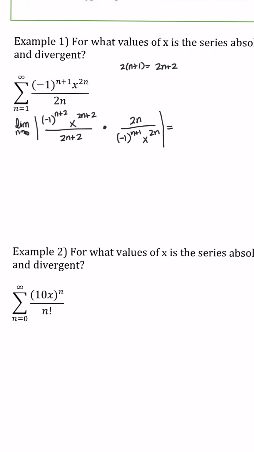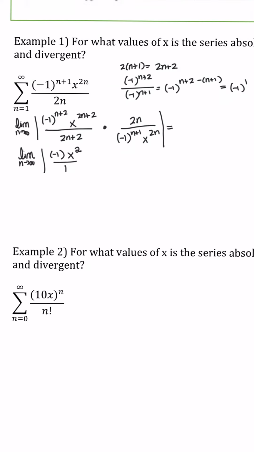And now I need to clean this up. So I'll have the limit as n approaches infinity. Let's first take a look at my negative 1 to the n plus 2 over negative 1 to the n plus 1. If I were to take those like bases, that would mean I would subtract n plus 2 minus n plus 1, which would just leave you with a negative 1 to the first power. So I'm really just left with a negative 1 from that. Then let's look at my x's. I'd have x to the 2n plus 2 over x to the 2n. Doing the same thing I did with the negative 1s, I'd be left with an x squared.